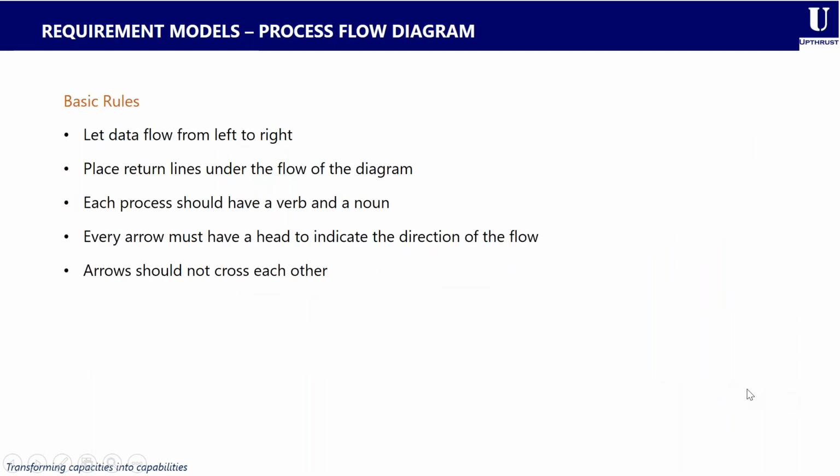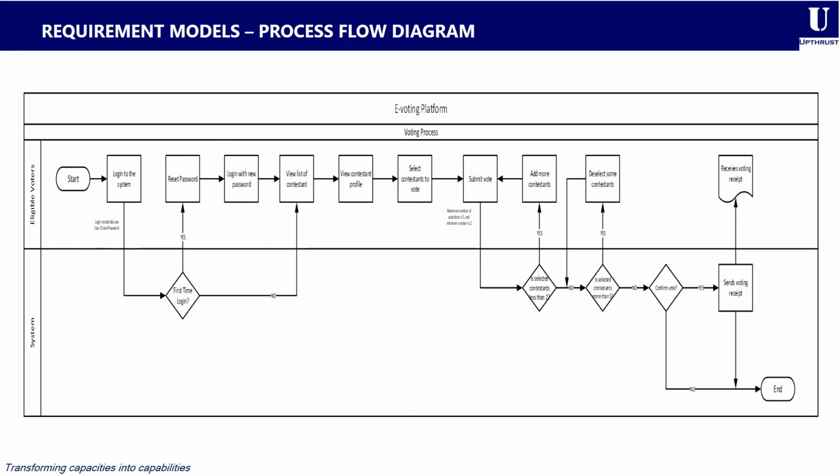So what are the basic rules when drawing your process flow diagrams? You need to ensure that your data flows from left to right. You need to place return lines under the flow of the diagram, and each process should have a verb and a noun. Every arrow must have a head in order to indicate the direction of the flow, and arrows should not cross each other. You need to try as much as possible to ensure that your arrows do not cross each other.